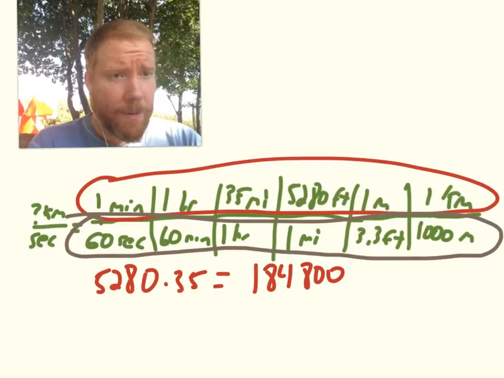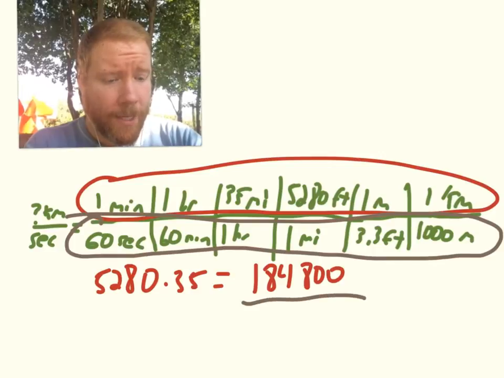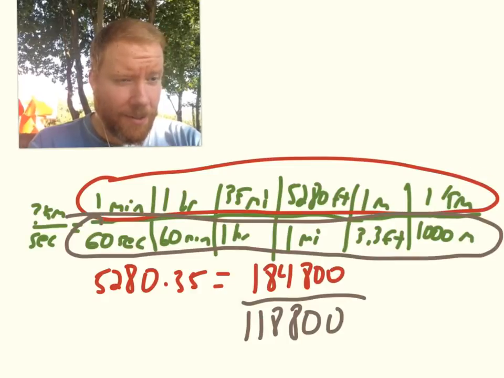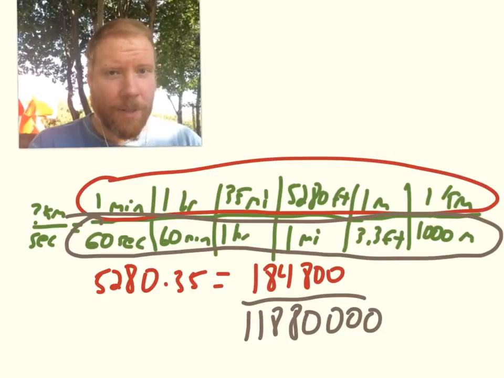Okay, so we get a pretty big number on bottom this time. We get 11,880. Okay. Oh, actually, sorry, it's 11,880,000. So there's 3 more zeros here. That's a really big number, okay?